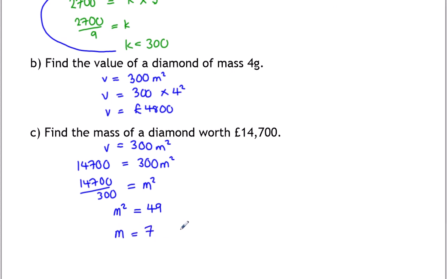Now what I would say here is that it could also be minus 7. Okay, but this is a real life question. You can't have a diamond of mass minus 7, so you ignore that one. You don't always ignore it. Okay, if it wasn't about something real that has actual mass, you'd have to write down both answers, plus 7 and minus 7, because minus 7 squared is 49 as well. Okay, but in a real life one, just take the positive answer. We found that the mass would be 7 grams for a diamond with 14,700.